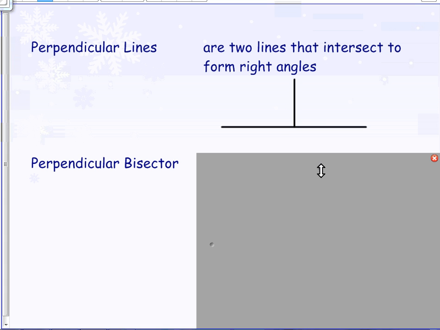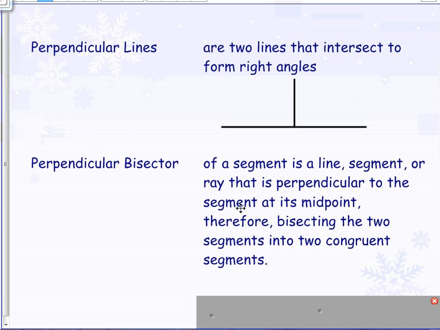The next vocabulary word is a perpendicular bisector. A perpendicular bisector of a segment is a line, segment, or ray that is perpendicular to the segment at its midpoint. That's the main key, at its midpoint. Therefore, it's bisecting the segment into two congruent segments. So for example, if this was a perpendicular bisector, that means this segment and this segment would be congruent, or equal to each other.